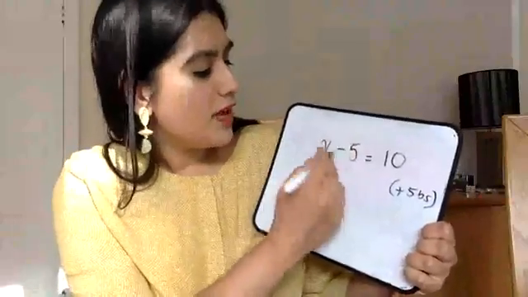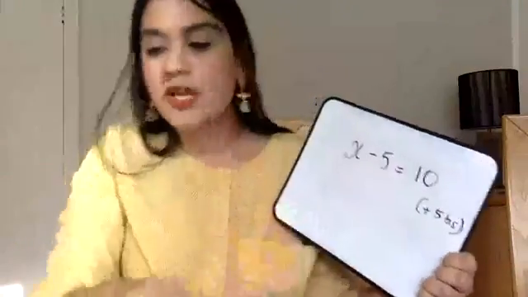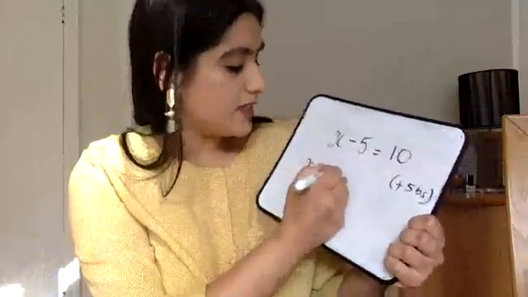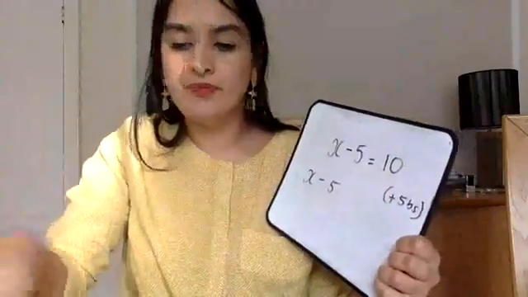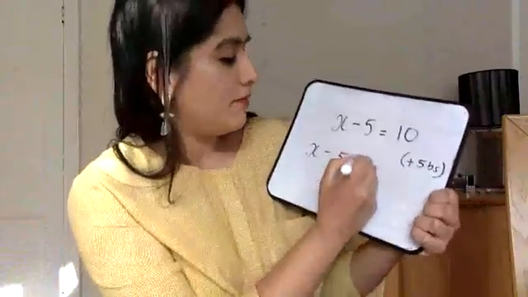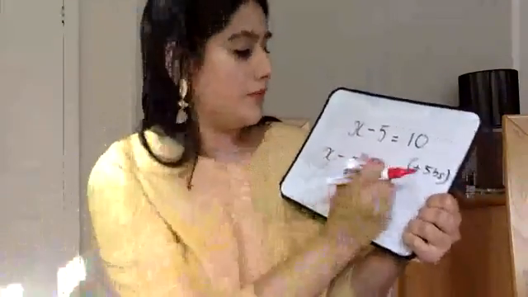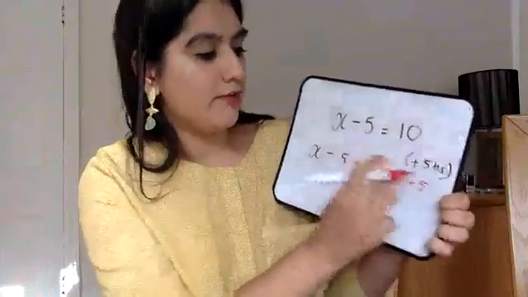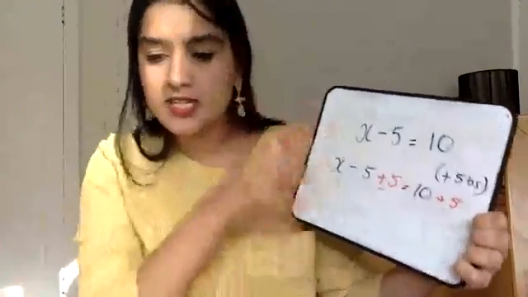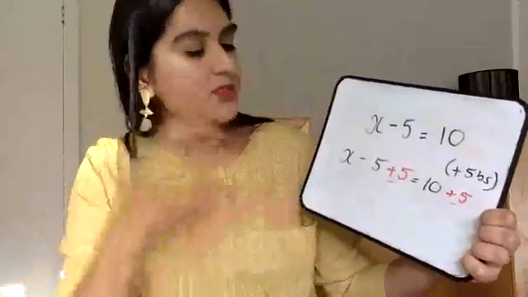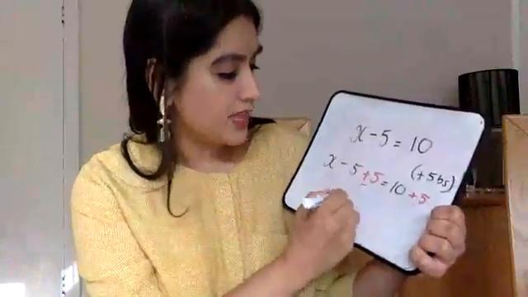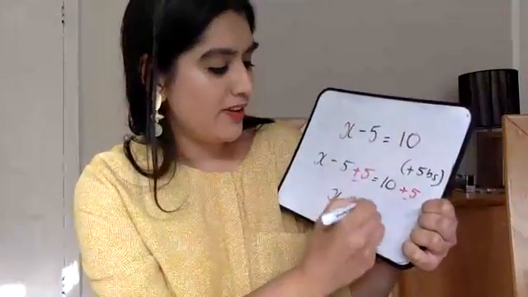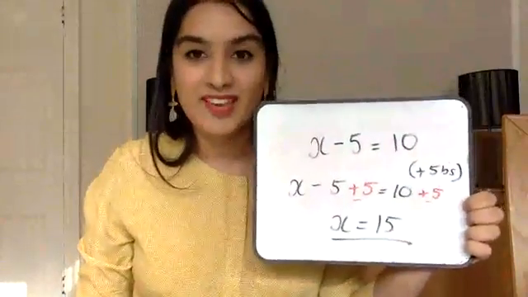So if you plus 5 on this side, you get something like x minus 5, which is this bit here, plus 5 is equal to 10 plus 5. Plus 5 on both sides. Let's tidy that all up. x minus 5 plus 5 gives us 0, so it becomes x is equal to 15. Okay? Let's have a look at another example.